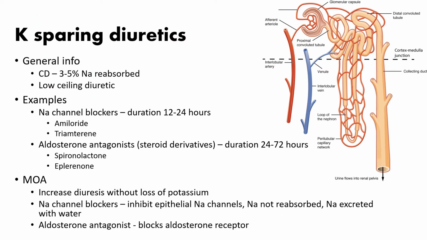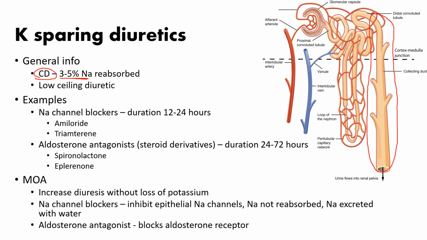So potassium-sparing diuretics work mainly at the level of the collecting duct as well as on the late distal convoluted tubule. So this is the late part of the distal convoluted tubule going to the collecting duct. At the level of the collecting duct, we usually reabsorb 3 to 5% of our sodium, okay? So potassium-sparing diuretics are low-ceiling diuretics, which means that they are not very potent.